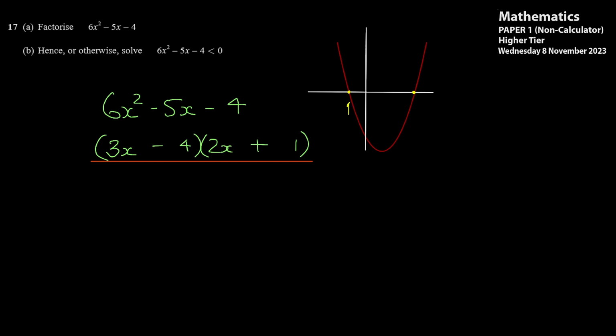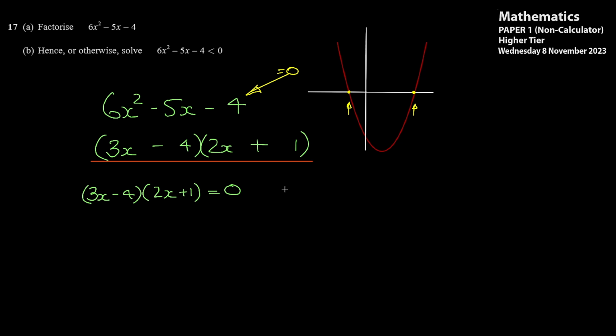Now, to find these two values, we've got to set this quadratic to be equal to 0. Because if this quadratic is equal to 0, our results from part A will be equal to 0. It means that either the first term is 0 or the second term is 0.